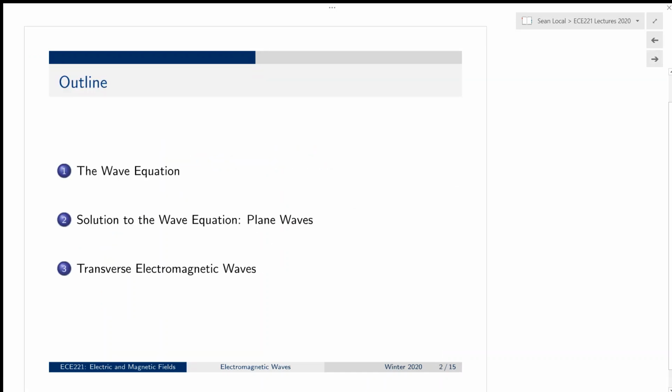Here is an outline of what we will be discussing in this series of lectures. We'll first derive the wave equation from Maxwell's equations, and then look at a very specific solution to the wave equation, which is known as a plane wave. Plane wave is a specific example of a more general class of wave solutions, which are known as transverse electromagnetic waves, and we will review properties of those towards the end.